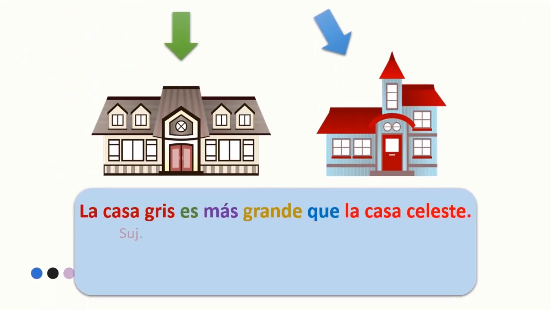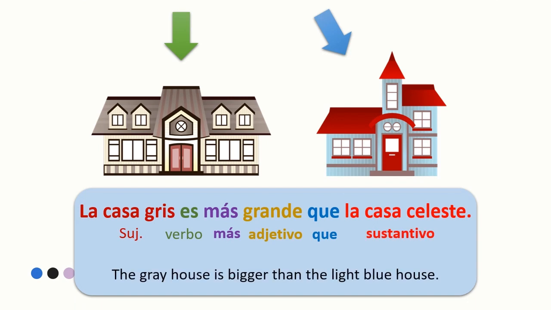Here we have a comparison between these two houses. La casa gris es más grande que la casa celeste. In other words, the gray house is bigger than the light blue house. And as you can see, we are following the positive form.